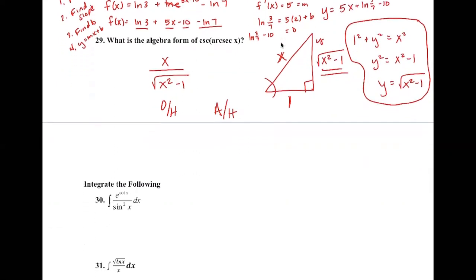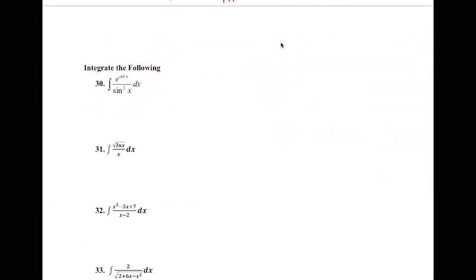Anybody have problems on the integration ones? Or just haven't got there yet? I haven't gotten there yet. So let's look at 32. What are you gonna have to do to be able to solve 32?